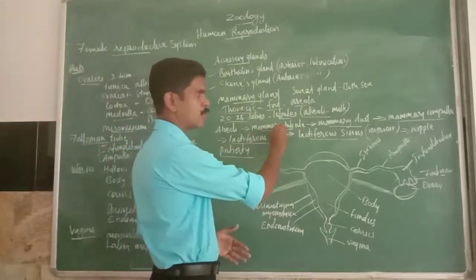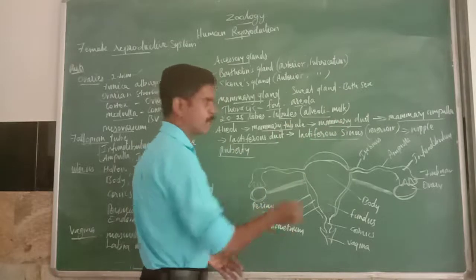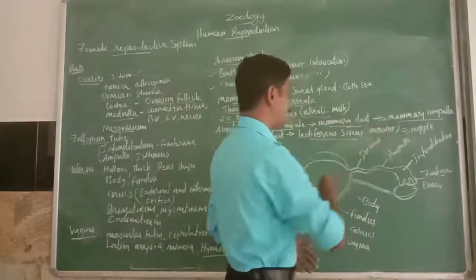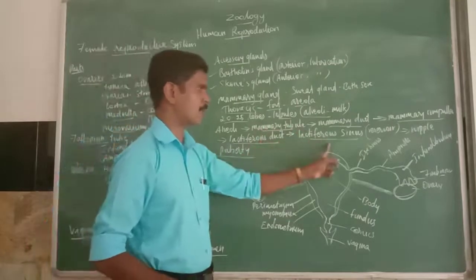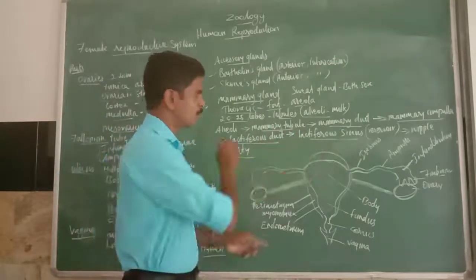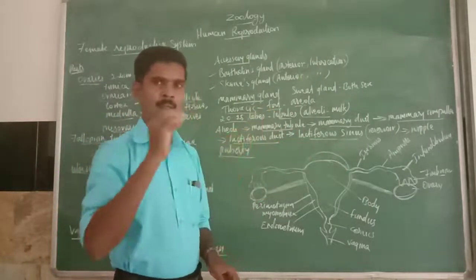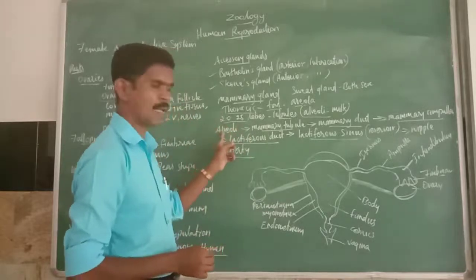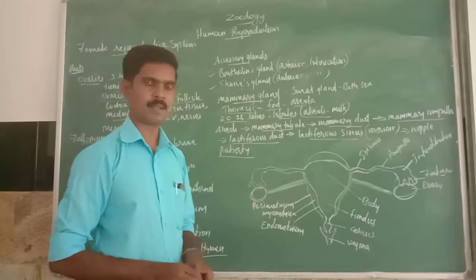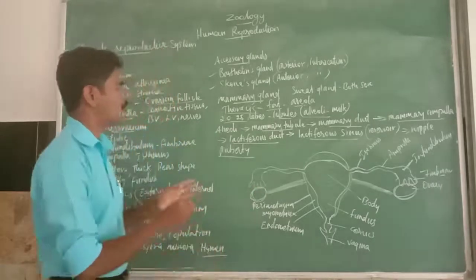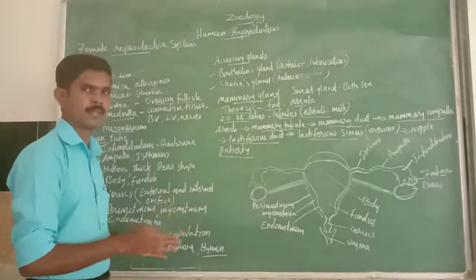These mammary tubules open into the mammary duct. Then the mammary duct opens into the mammary ampulla. The mammary ampulla opens into the lactiferous duct. Then this duct opens into the lactiferous sinus. Through these tubes or pipes only, milk moves from the alveoli cells to the outside. Understand? Okay, my dear students, now we have completed the female reproductive system.